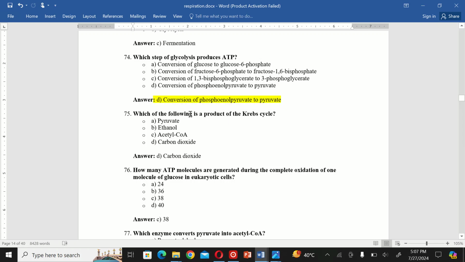The next MCQ is: which of the following is a product of the Krebs cycle? A. Pyruvate, B. Ethanol, C. Acetyl coenzyme A, and D. Carbon dioxide. So the correct option is D, carbon dioxide.